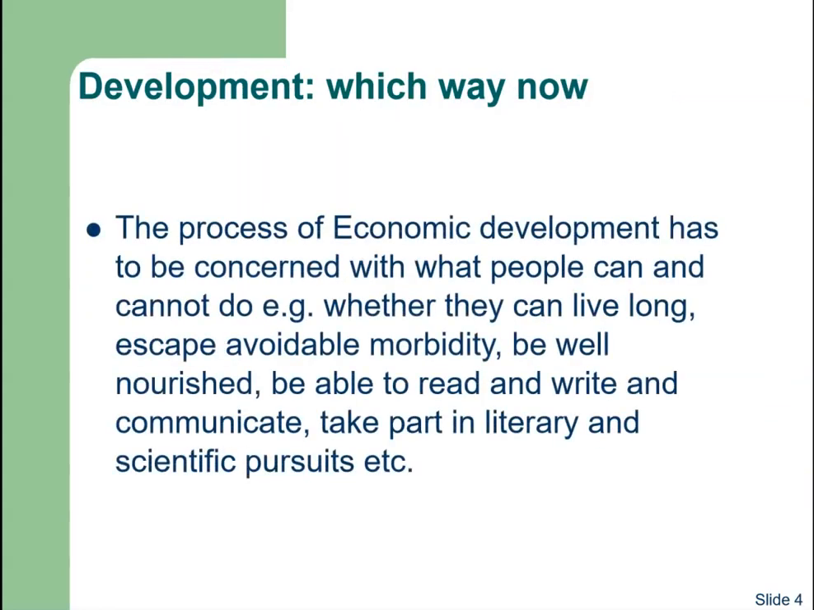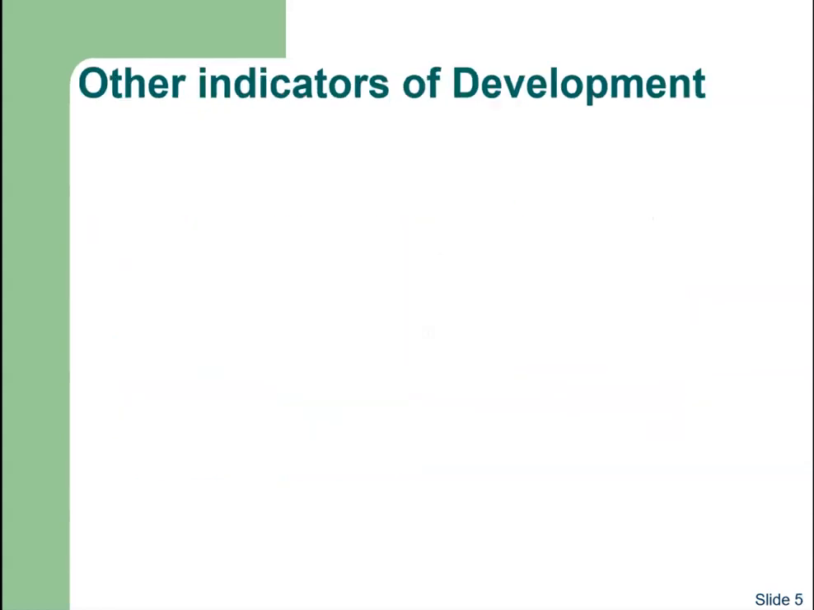Now the question is, which way now? As we discussed earlier also, the process of economic development has to be concerned with what people can and what people cannot do. For example, whether they can live long, escape avoidable morbidity, be well nourished, be able to read and write and communicate, take part in literary and scientific pursuits, and so on.